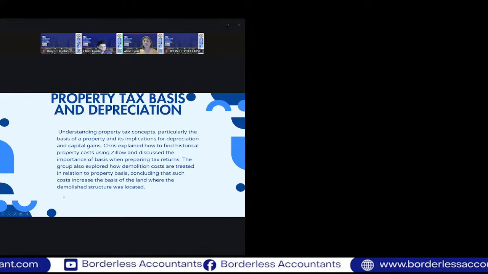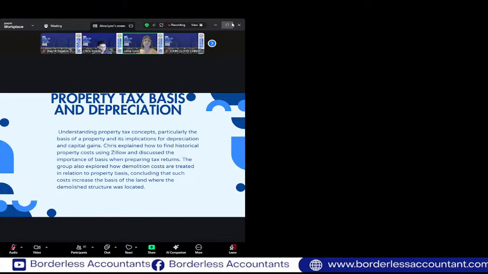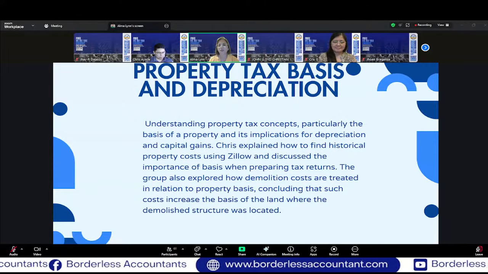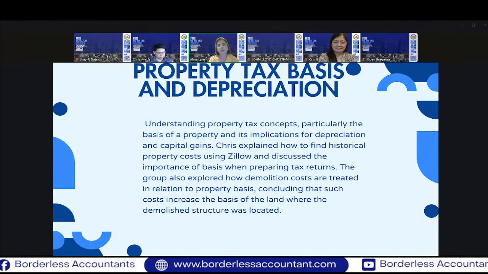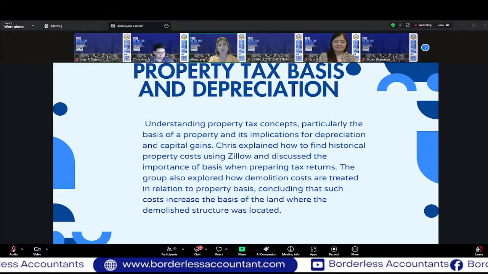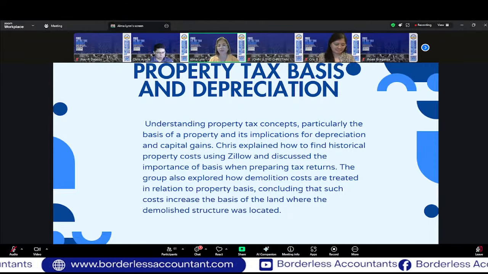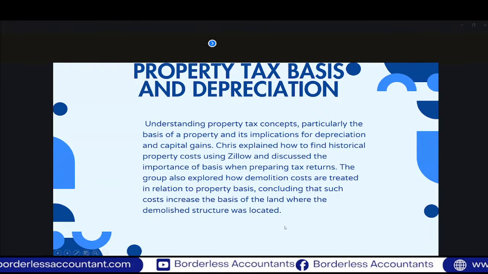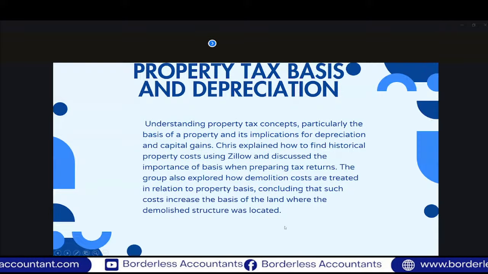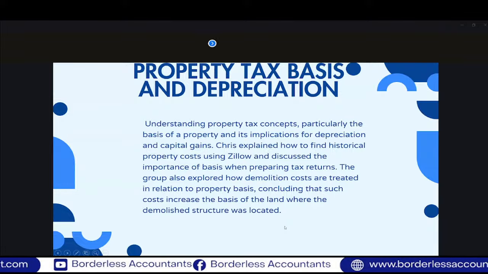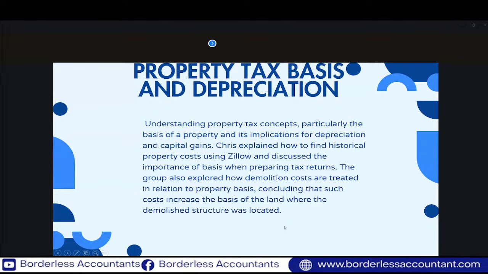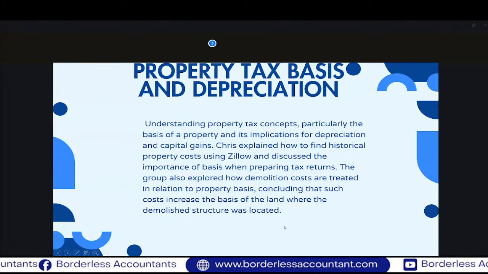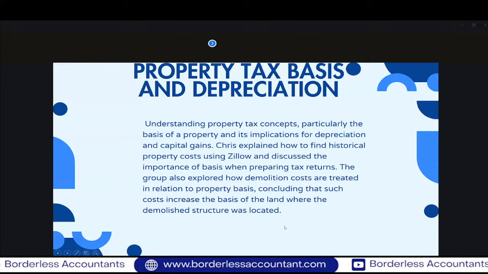So to begin with, the coverage of our session yesterday: property tax basis and depreciation. Understanding property tax concepts, particularly the basis of property and its implication for depreciation and capital gains. Chris explained how to find historical property costs using Zillow and discussed the importance of basis when preparing tax returns. The group also explored how demolition costs are treated in relation to property basis, concluding that such costs increase the basis of the land where the demolished structure was located.